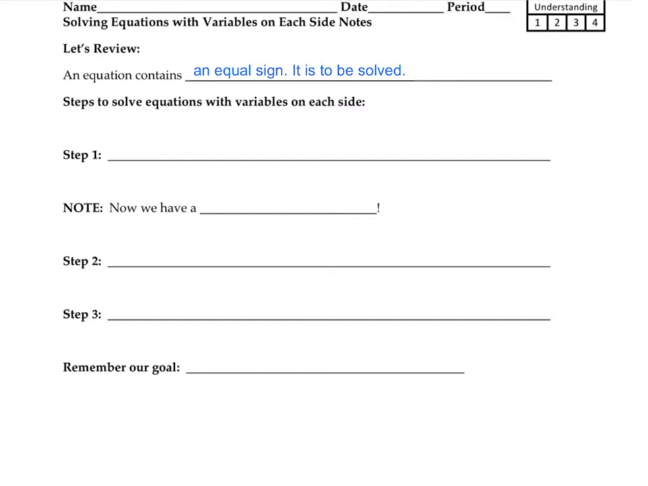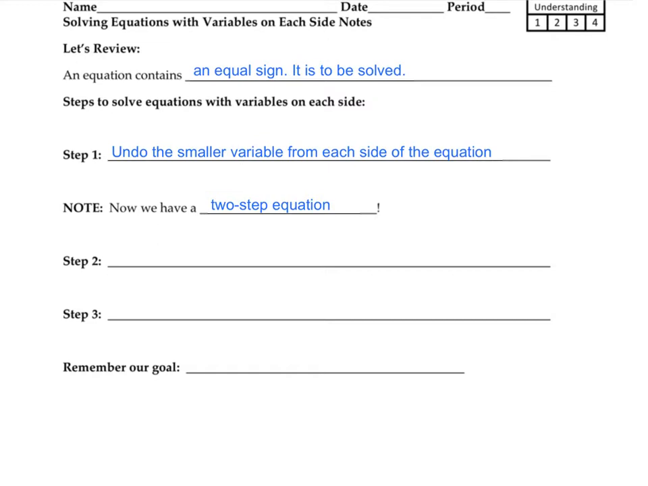We have 3 steps to solve equations with variables on each side. Our first step is to undo the smaller variable from each side of the equation. Note, now we have a two-step equation, so we're going to follow the next steps that we would to solve a two-step equation.